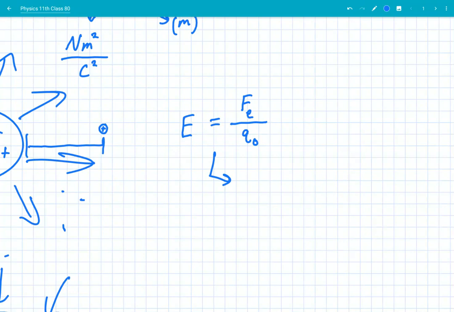I'm going to go like this. I'm going to go right there. Newtons per coulomb, right? We know that electric force is newtons.